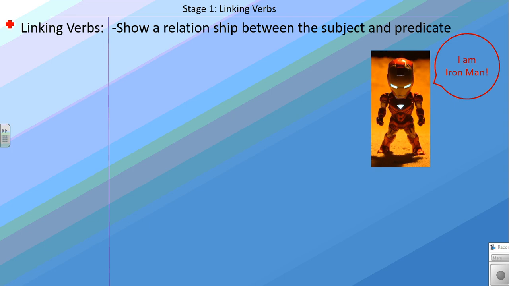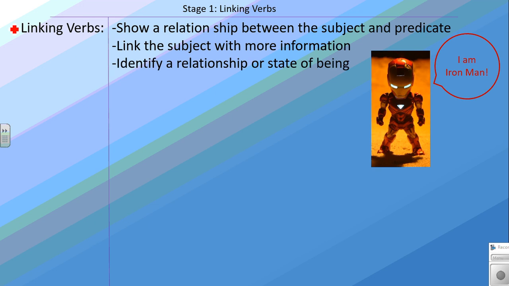Linking verbs show a relationship between the predicate and the subject, and that should be one word for relationship, but it is not, so ignore that, please. It links the subject, hence the term linking verb, right? They link the subject with more information, and they identify a relationship or a state of being, which is a fancy way of saying that the linking verb tells you more about the subject by using information in the predicate.